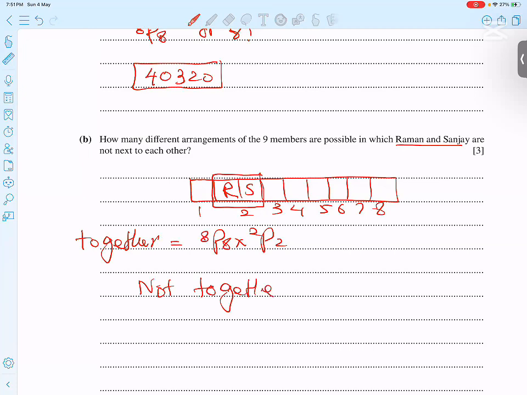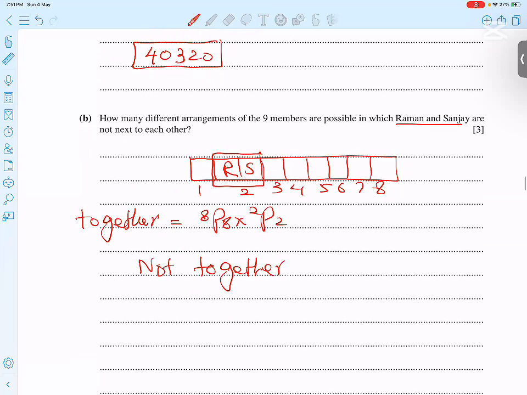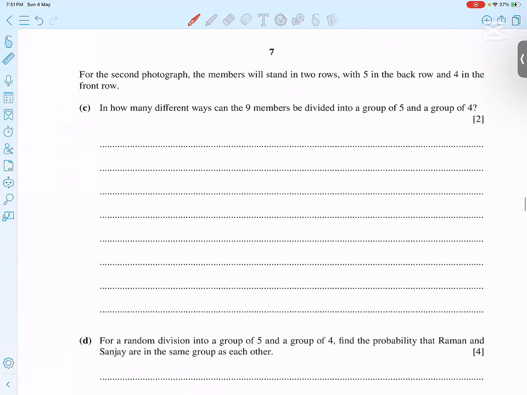So naturally, from total options, I will subtract. What is total options without restriction? 9P9, because nine people, so 9P9, and minus this answer. And I hope you got my point: 8P8 into 2P2. You had 2P2 or only 2, no problem at all. And the answer turns out to be 282240. I hope the concept is clear.